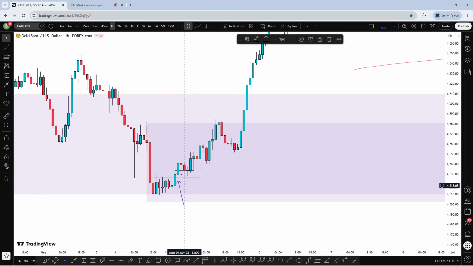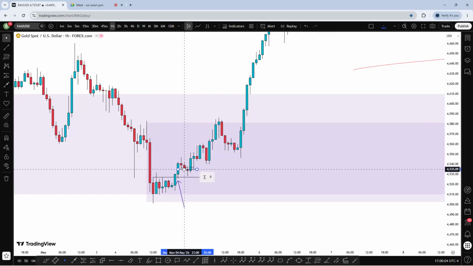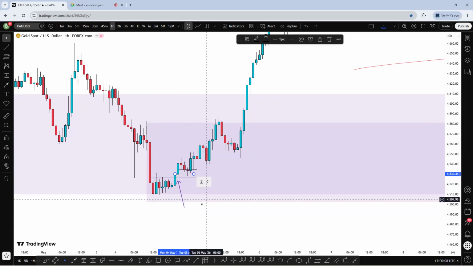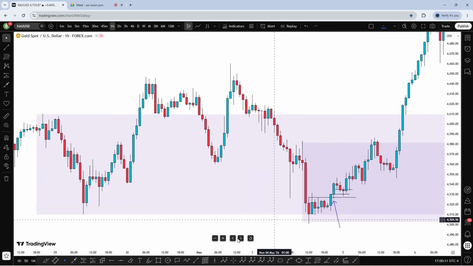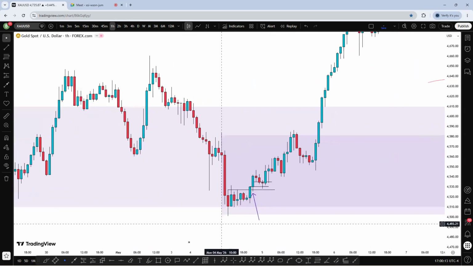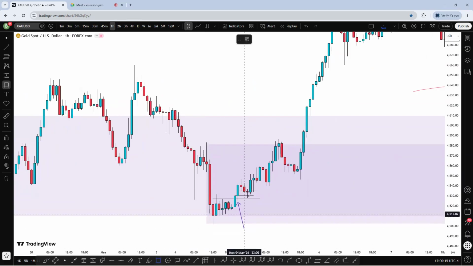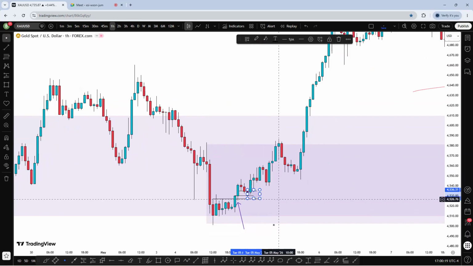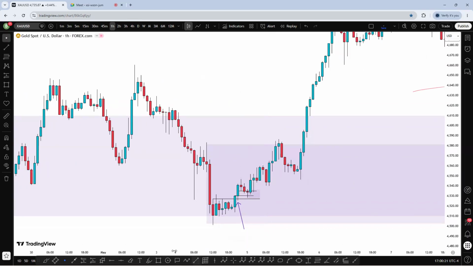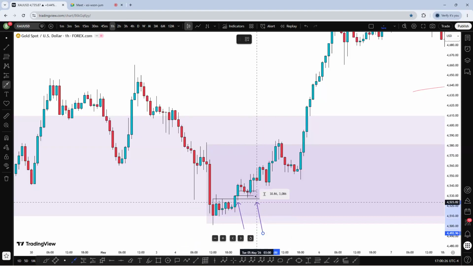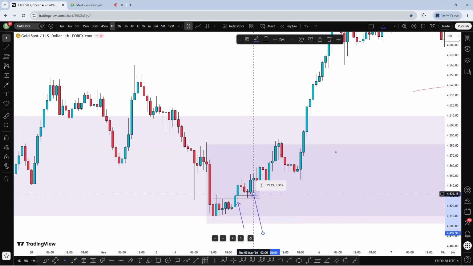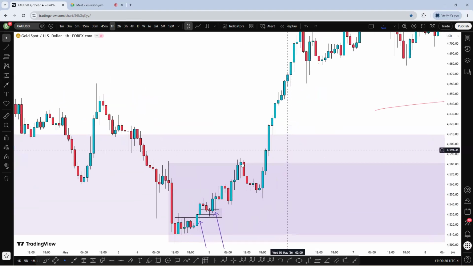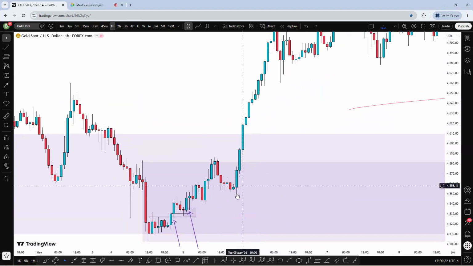Okay, take it simple as much as possible. You will be free from the stress. Okay, there's another zone generated. Okay, and see, this is your entry zone. This is your entry zone.